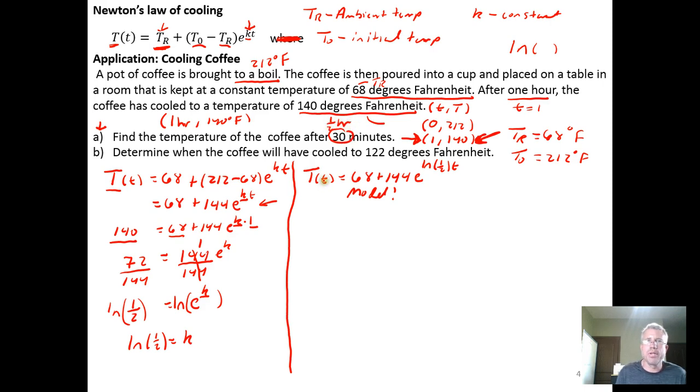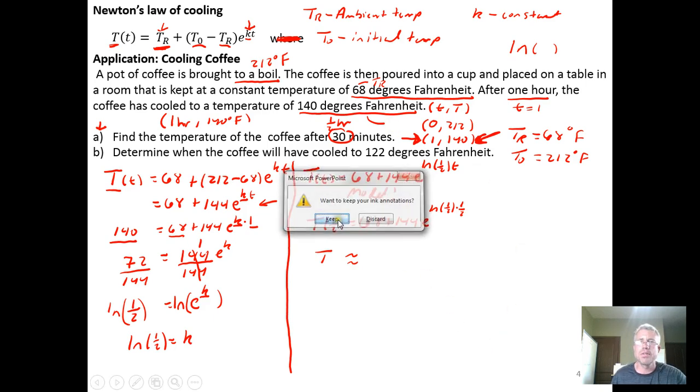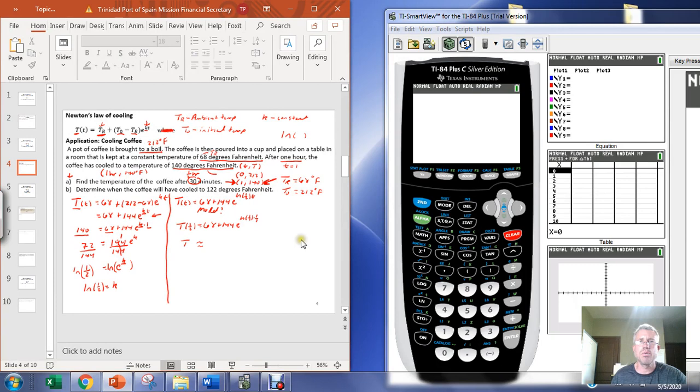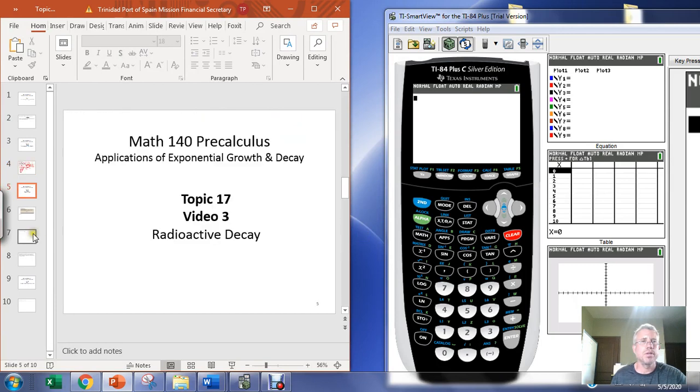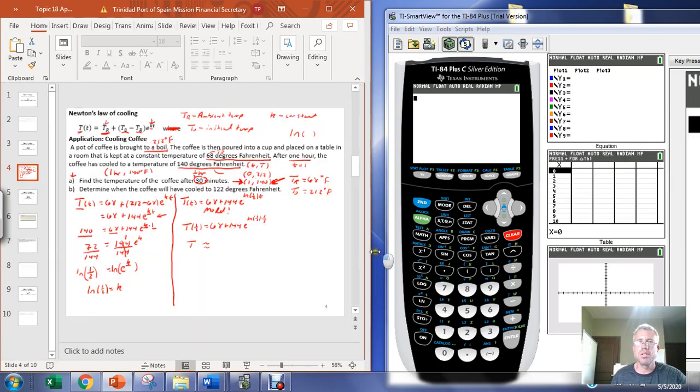I don't want to plug 30 into the model. I need to plug in a 1/2 hour. And this will equal 68 plus 144 times e to the natural log of 1/2 times the 1/2 hour. And at that point, to approximate the temperature after a 1/2 hour, we're just going to go to the calculator. So let's keep that and slide this out of the way, and we'll input that information into the calculator.